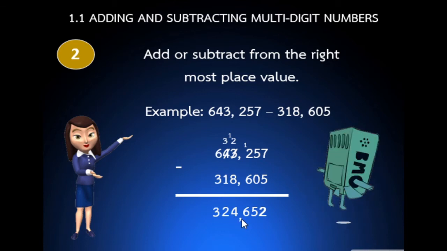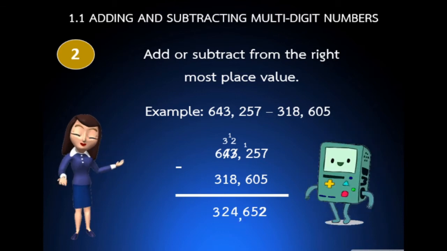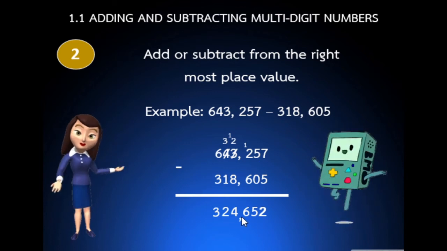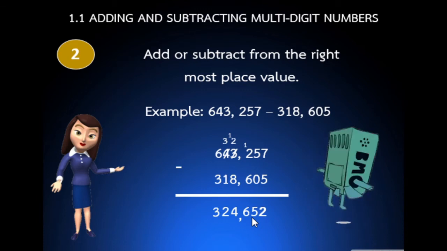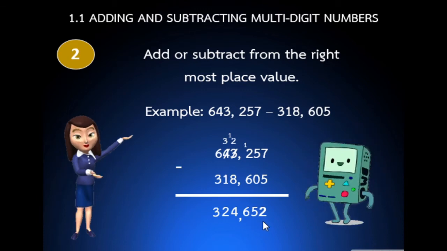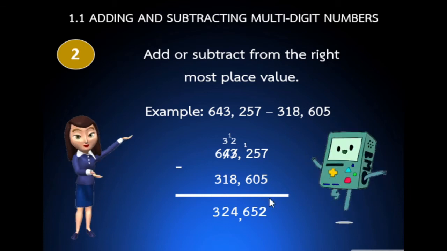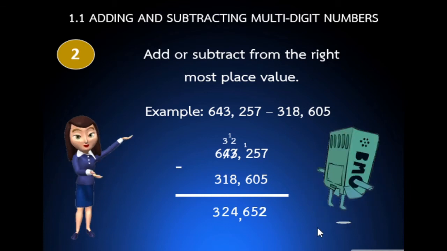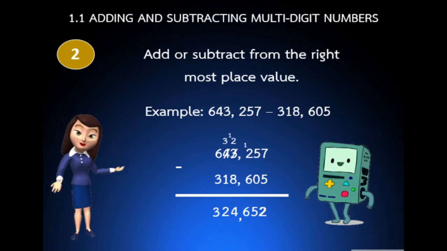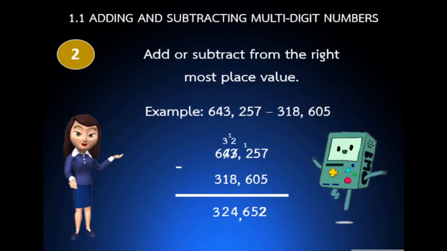And then put a comma. Our answer for this equation is 324,652. That's for a subtraction example. Clear? If you have questions or you were not able to follow, please refer and watch it again after watching other videos. Okay.